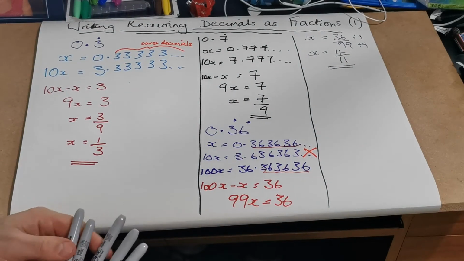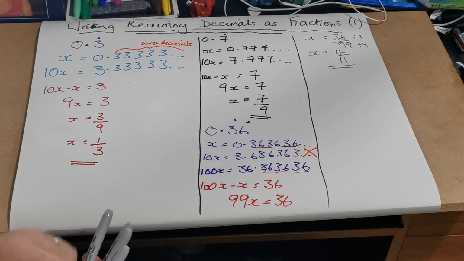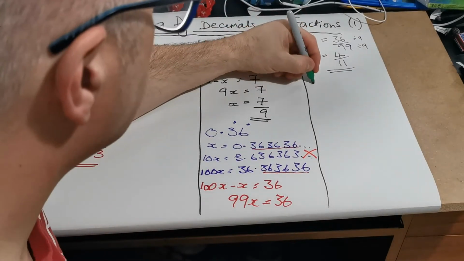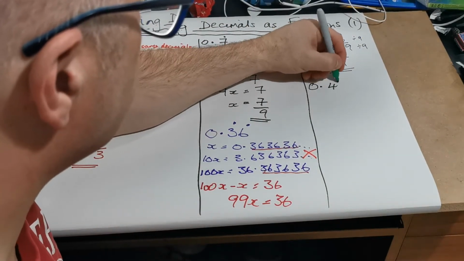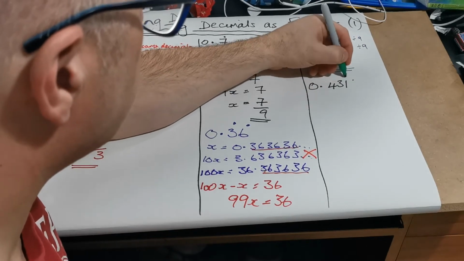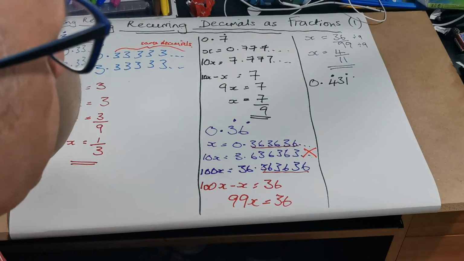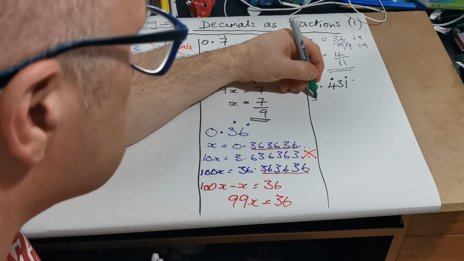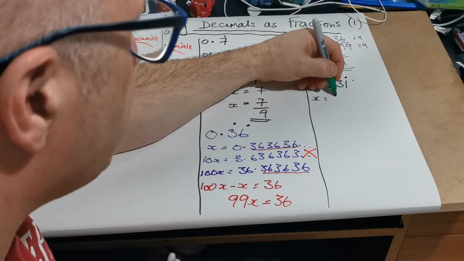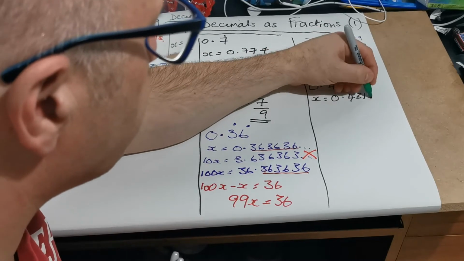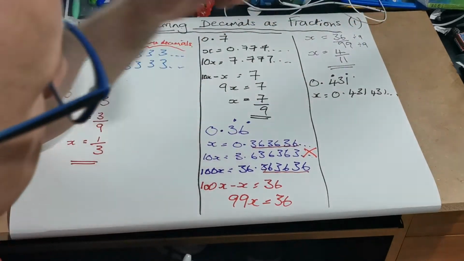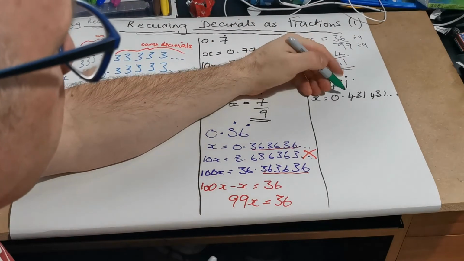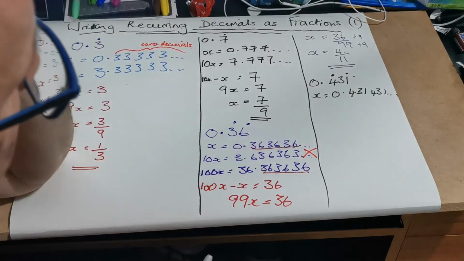So just one final example. Let's have a look at 0.431 recurring. So that would be x is 0.431431, etc. If I times by 10, I would get a 4 point, and then it would be 314314. So that's not going to be any good.